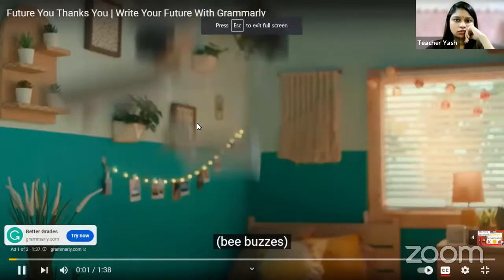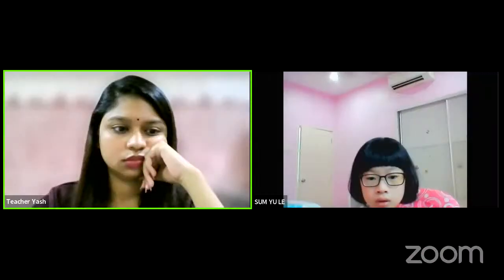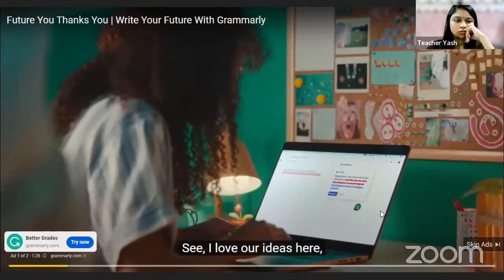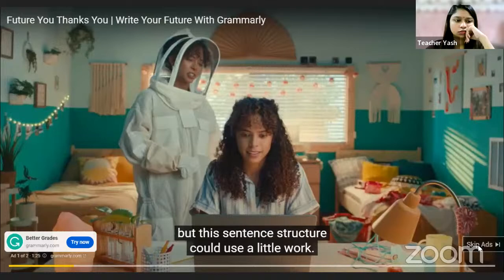If you want to ace your paper, download Grammarly. Are you? Me? Yeah, you in 3 months. I love our ideas here, but this sentence structure could.